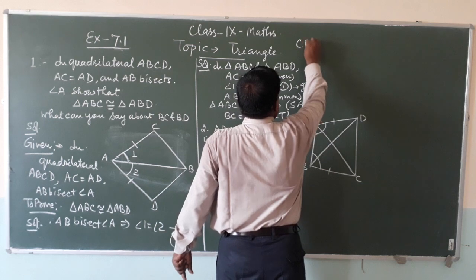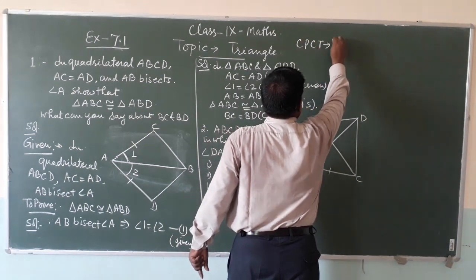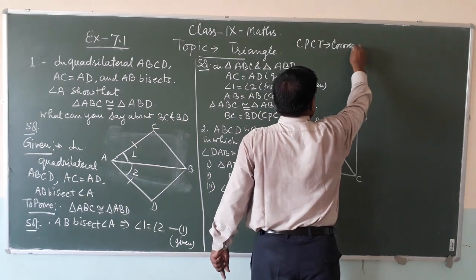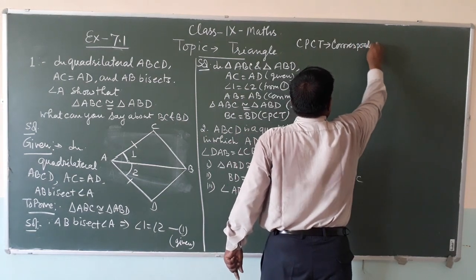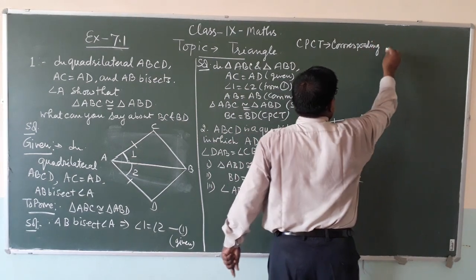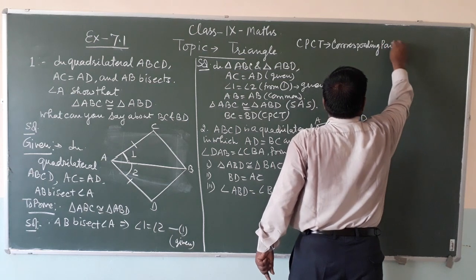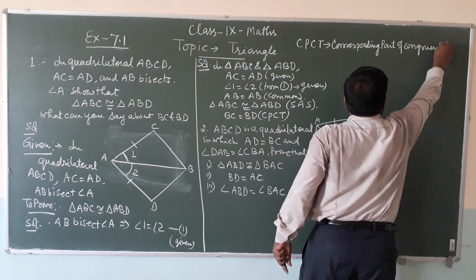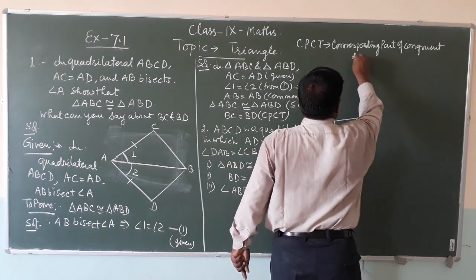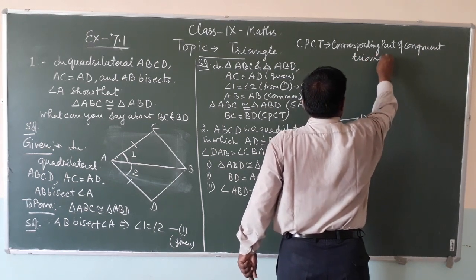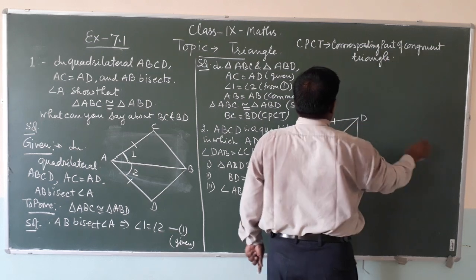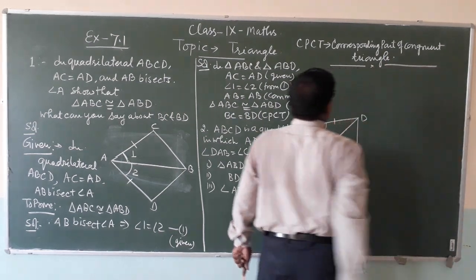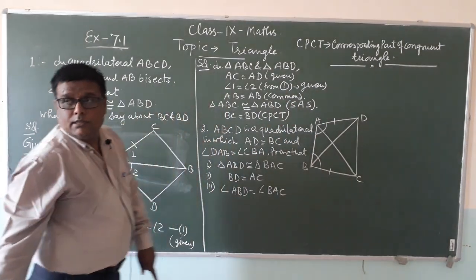And what is the meaning of CPCT? CPCT is corresponding parts of congruent triangles. This is the full name of CPCT.